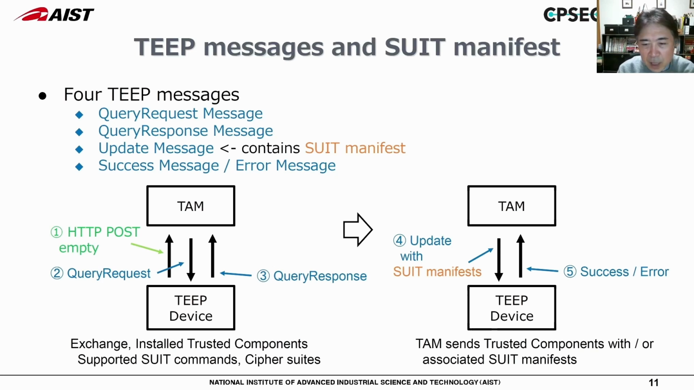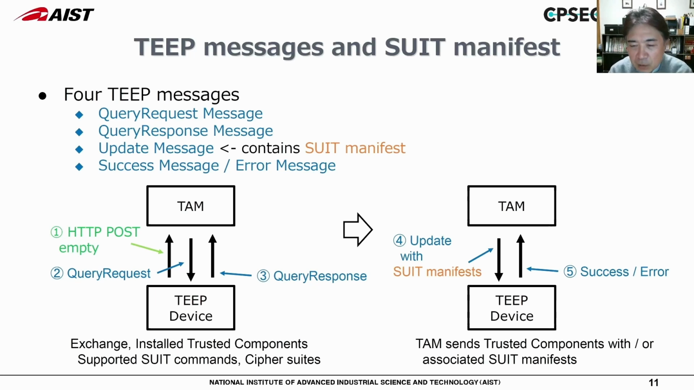And then the TAM sends the update message to the TEEP device with the SUIT manifest included. And then the return is success or error. So what the SUIT manifest does is describe the trusted application binary in the manifest format. The left side is exchanging what kind of trusted components are already installed on the TEEP device, what kind of SUIT is supported, and what kind of cipher suite is supported on the TEEP device, so the TAM can interact later smoothly with the update message and success or error message.